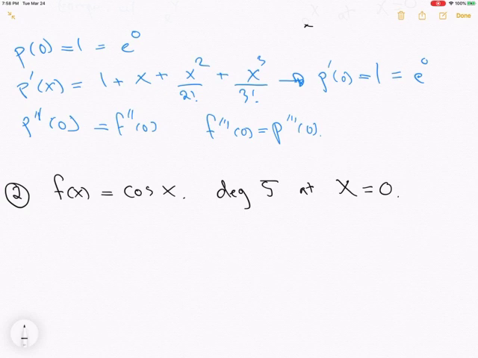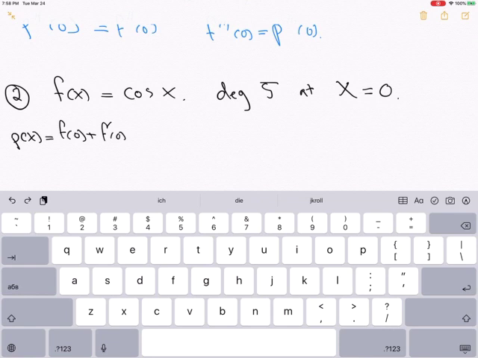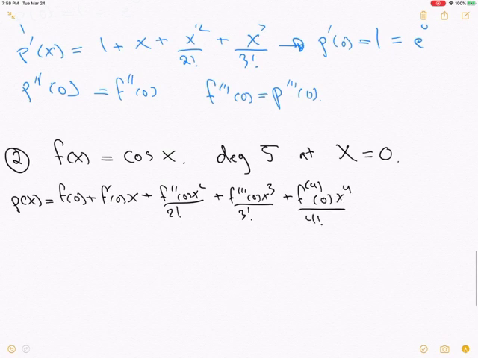So what we need to do is we have to plug into the formula. So we need p of x, so that's going to be f at 0 plus f prime at 0 times x. You don't need the parentheses there. Plus f double prime at 0 times x squared over 2 factorial plus f triple prime at 0, x to the 3 over 3 factorial plus the fourth derivative of f at 0 times x to the fourth over 4 factorial, and last but not least, the fifth derivative of f at 0 times x to the fifth over 5 factorial.